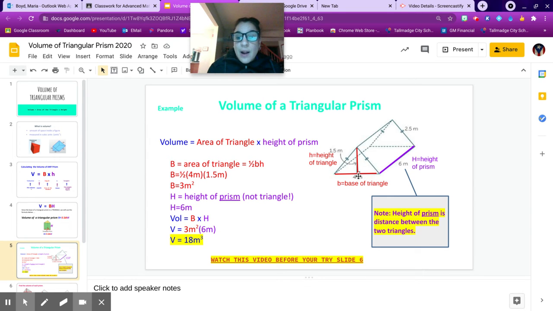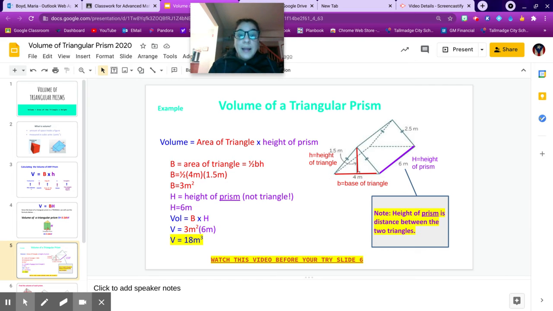The base of the triangle is 4, and the height of the triangle is this little arrow right here, which is 1.5. So the first thing I did was I did 1/2 times 4 times 1.5, and that gave me 3 meters squared. So the area of the triangle is 3 meters squared. Now I'm going to take that 3 meters squared, and I need to multiply it by the height of the prism, not the height of the triangle, the height of the prism.